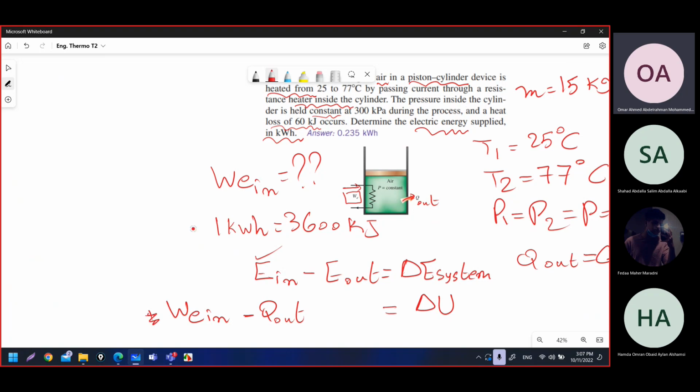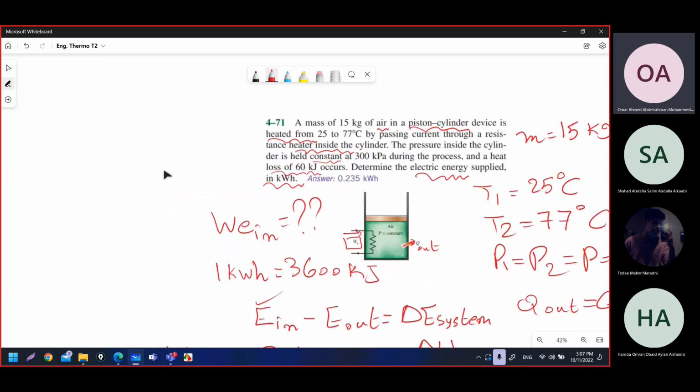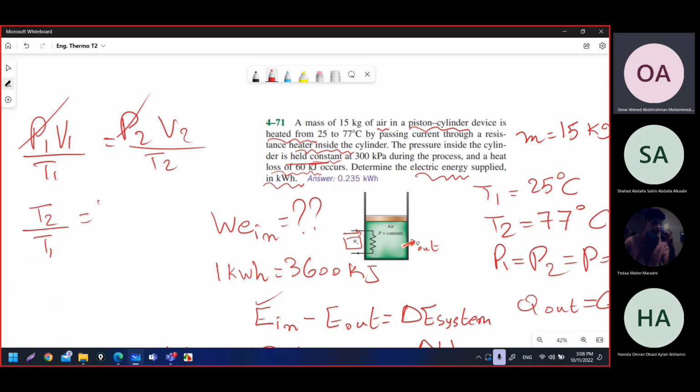To find out, we assume that air is an ideal gas, right? We have the equation for the ideal gas: P1 V1 over T1 is equal to P2 V2 over T2. P1 is equal to P2, since the pressure inside the cylinder is held constant. So I can cancel P1 and P2, and arrange this equation to be T2 over T1 is equal to V2 over V1.